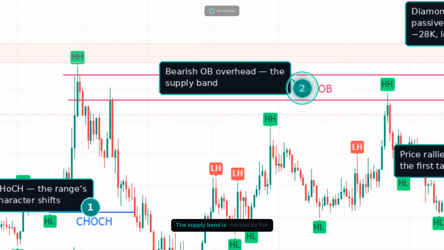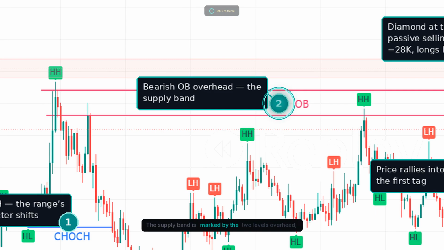The supply band is marked by the two levels overhead, the zone left by the origin of an earlier decline. Through the body of the range, it does its job passively. Rallies stall beneath it, lower highs form under it, and the structure oscillates back toward the floor. Its history says where to watch, not what will happen. This chart delivers two tests of it, with opposite resolutions.